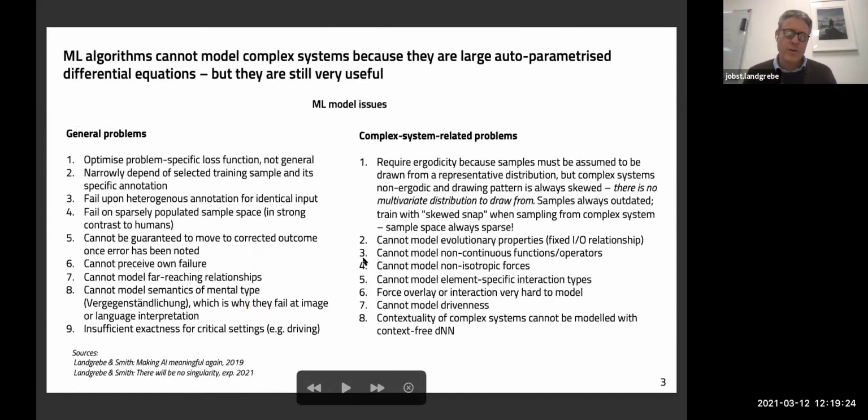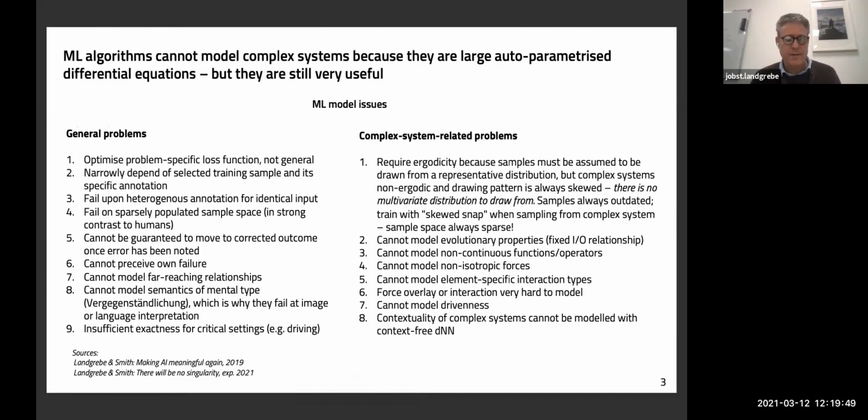And now we look at what that means for machine learning and artificial intelligence. On the left-hand side, and that's important because now we're going to talk about intelligence definitions from the artificial intelligence community, and we need to understand the background. What is the problem with their models? Basically, machine learning algorithms cannot model complex systems.